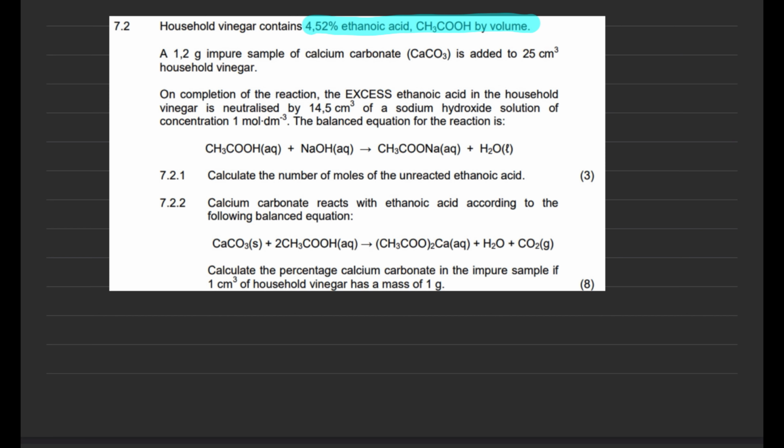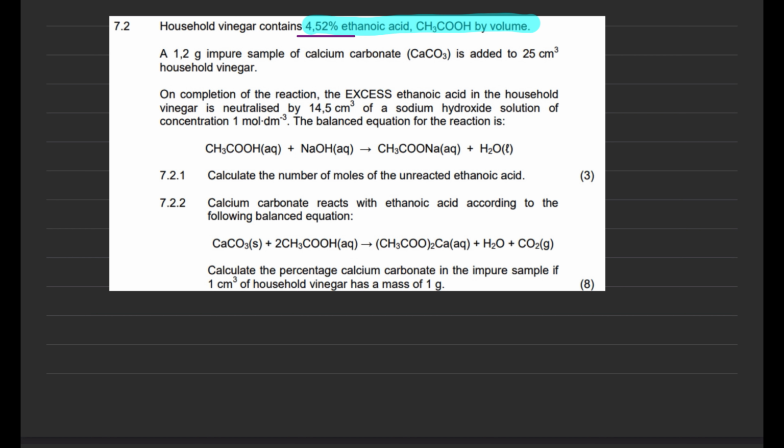You've got 1.2 gram of an impure sample of calcium carbonate, right? A sample with impurities, not all of it is calcium carbonate, that is added to 25 cubic centimeter of the household vinegar. The same household vinegar that you were told contains 4.52% of ethanoic acid by volume. So on completion of the reaction, the excess ethanoic acid in the household vinegar is neutralized by sodium hydroxide solution.